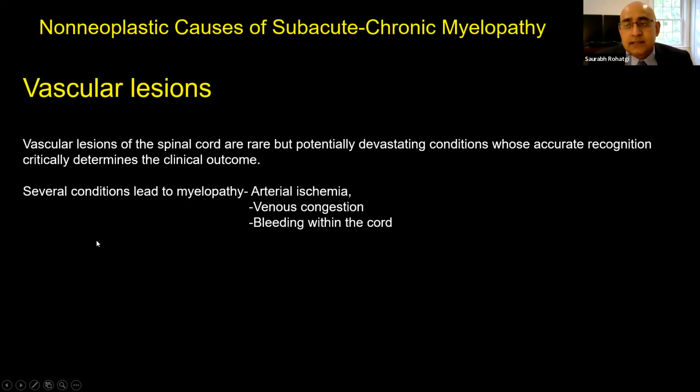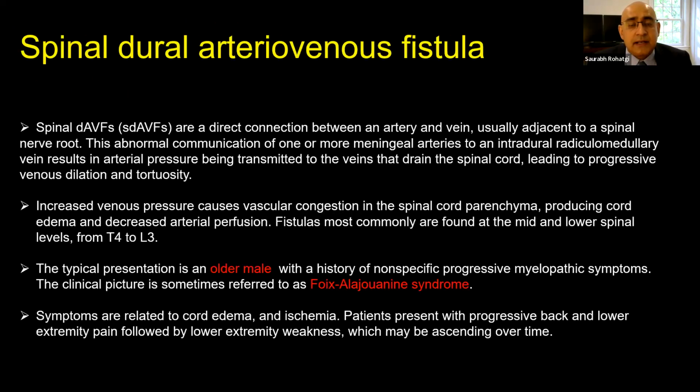Among the non-neoplastic causes, the other cause is vascular causes. Vascular causes of the spinal cord are rare but potentially devastating conditions, and accurate recognition is critical to determine its clinical outcome. Several conditions lead to myelopathy: arterial ischemia, venous congestion, and bleeding within the cord. Spinal dural AV fistulas are a common entity within the vascular lesions.